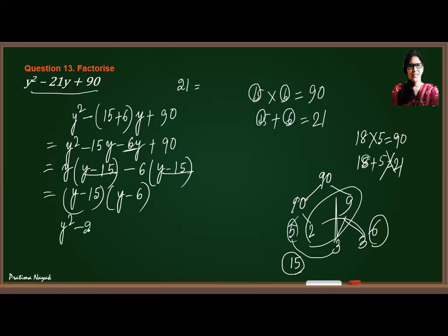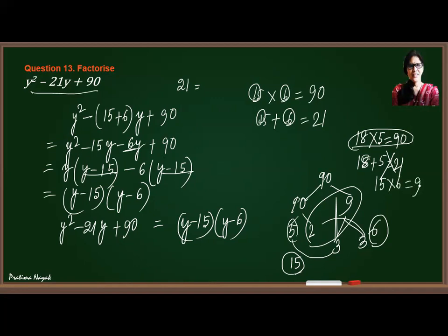So y square minus 21y plus 90 is equal to (y minus 15) into (y minus 6). So you have to find out when you are getting it. Suppose 90, what can it be? 18 into 5 can be. But 18 plus 5 is not 21. Then 15 into 6 can be. So 15 times 6 is 90 and 15 plus 6 is 21. So till you get this pair, you have to think in this way.